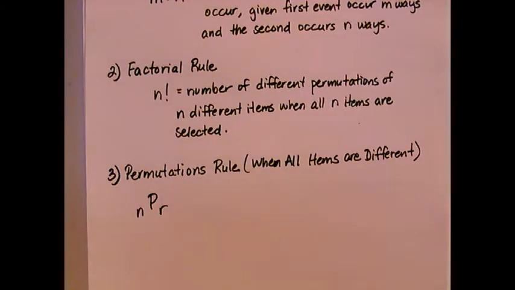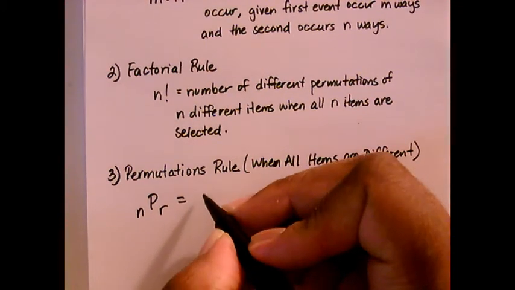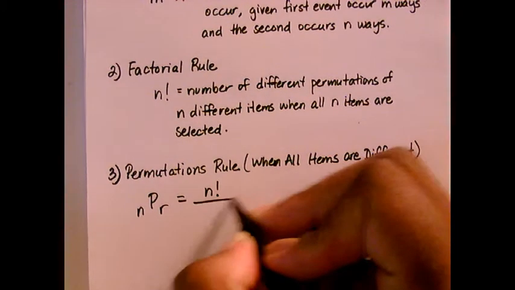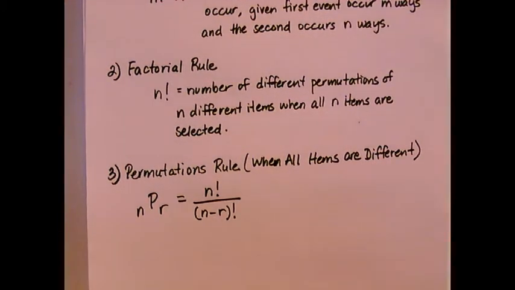Okay, you have n items that are available, but only r of those items, which is your r, are going to be chosen or selected without replacement. And that formula is going to be this: n factorial divided by the difference of n and r factorial.